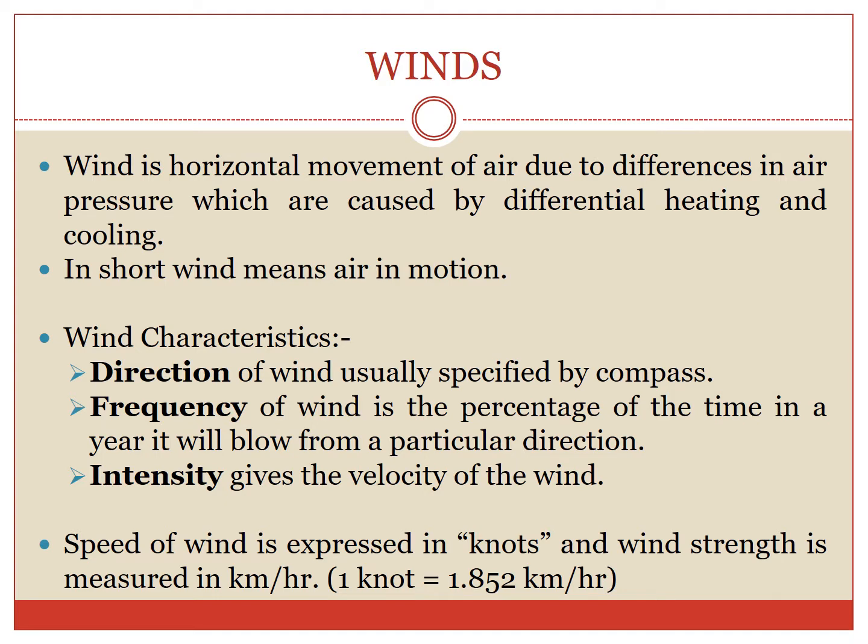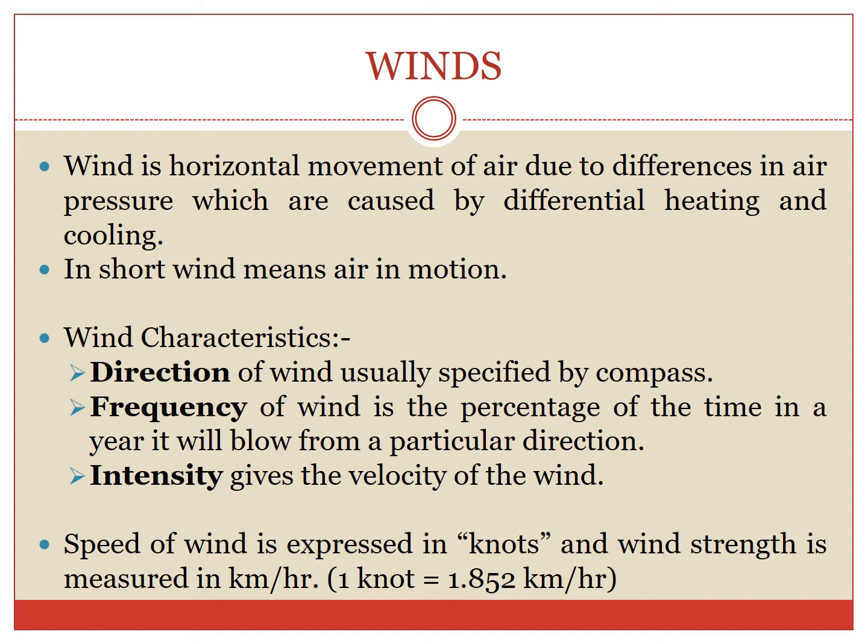Now, what is wind? Wind is a horizontal movement of air due to the difference in the air pressure, which is caused by differential heating and cooling. In short, wind means air in motion. The path of the wind is modified by the rotation of the earth and its topography.